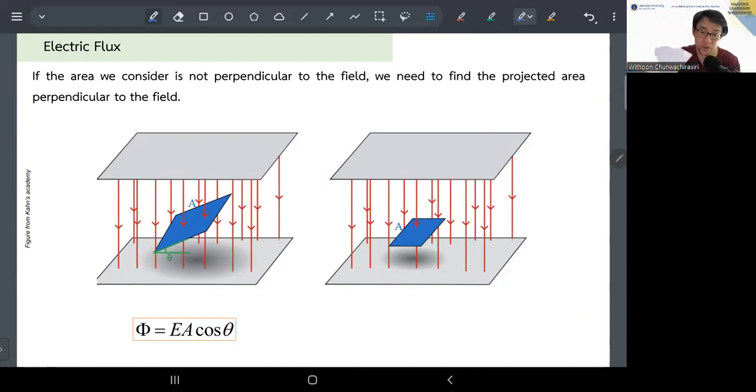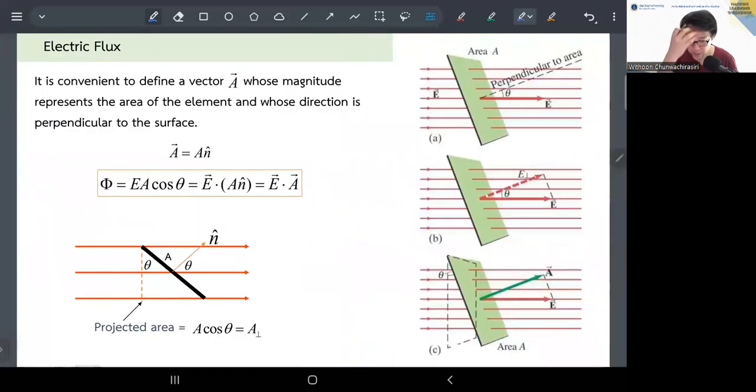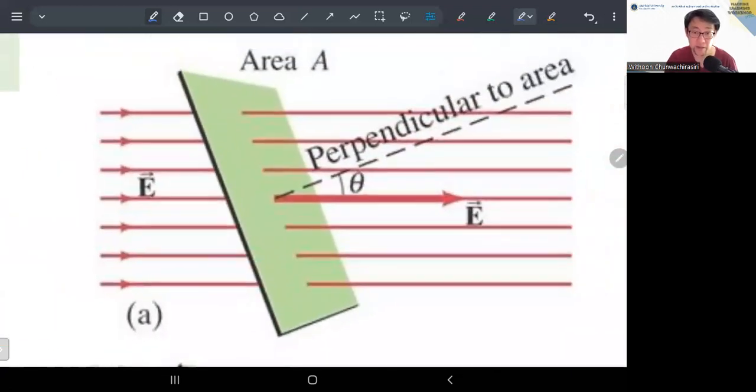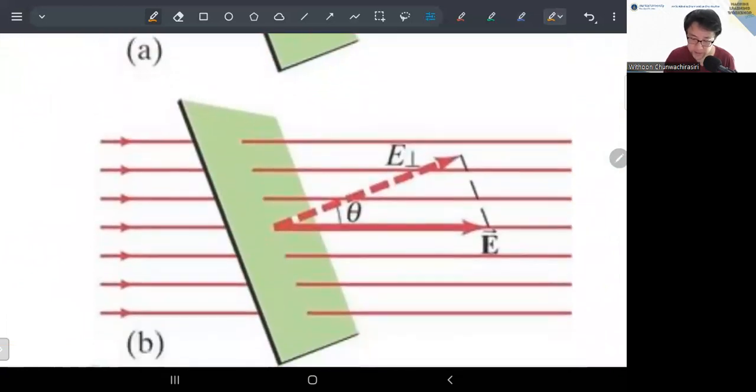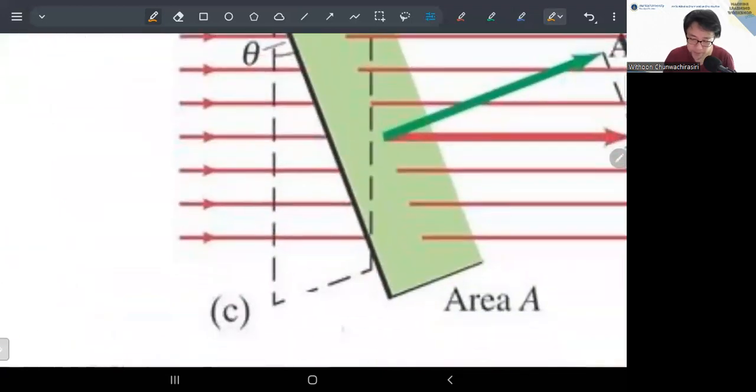So actually, you should be able to assign the direction to the area to make it an area vector. Isn't that cool? That's what we want. So if you look at the next slide over here, here we go. If you have an electric field that is already oriented in some particular fashion, and you have an area that is not perpendicular to it per se, what you can do is this. Look at the bottom one.